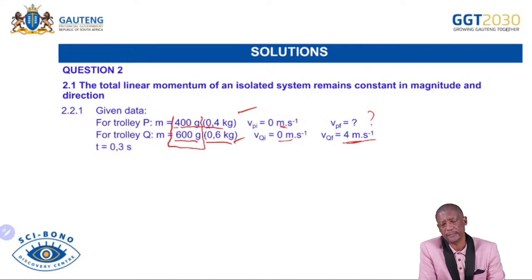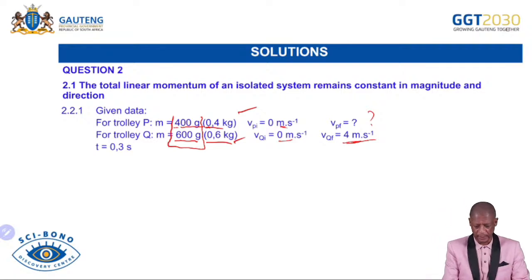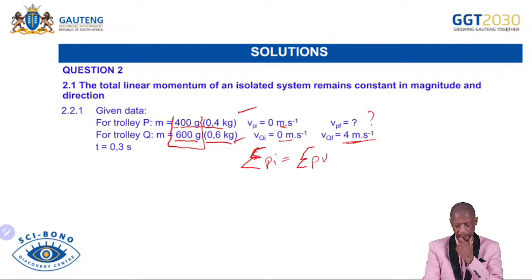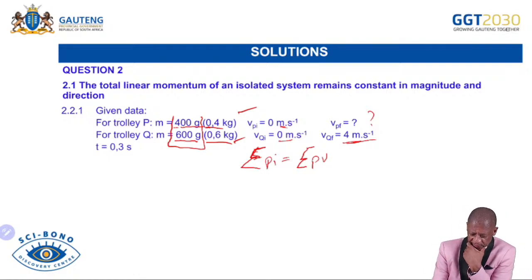Now, where do we start? All right? I've done it already, but I want just to show you that we start from here. Let me just write here. We start from here. This is where we start. This is very important. This, learners, is very important. This one is your 1 mark.